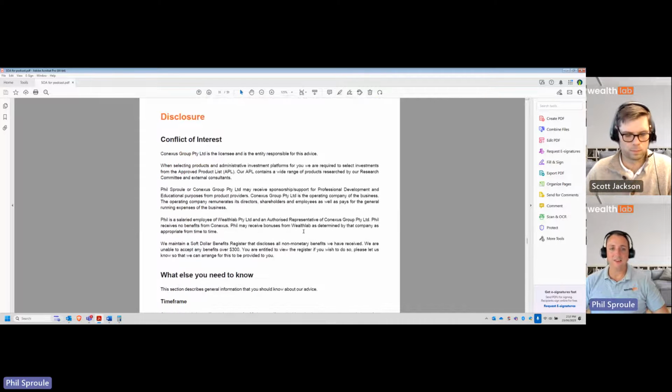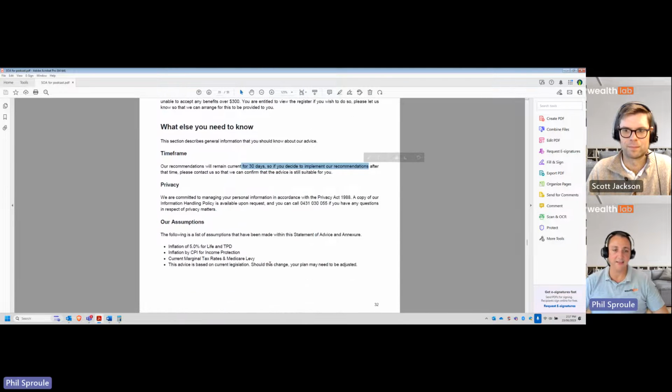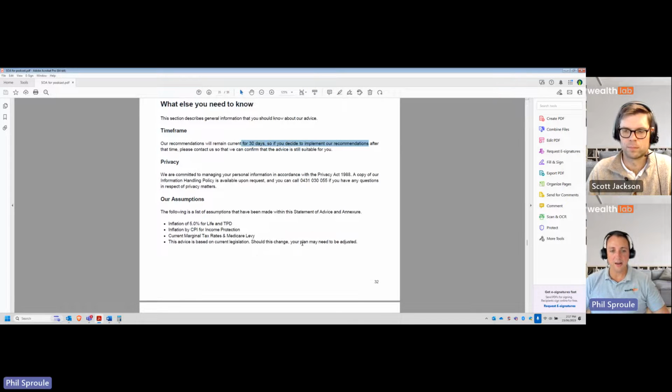And then just a bunch of disclosures. So anything around any conflicts of interest, anything you need to know, the 30-day time frame getting called out again, privacy policy, all this stuff we would have discussed up front anyway. And then any assumptions we've used in any modeling we've done.